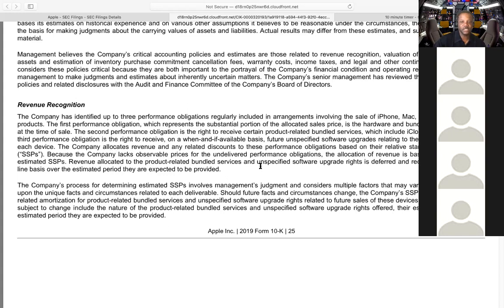Revenue allocated to the product-related bundle services is deferred, right? Create the liability and recognized on a straight line basis, okay, over the estimated period they're expected to be provided. We're recording revenue when we do what we said we're going to do.